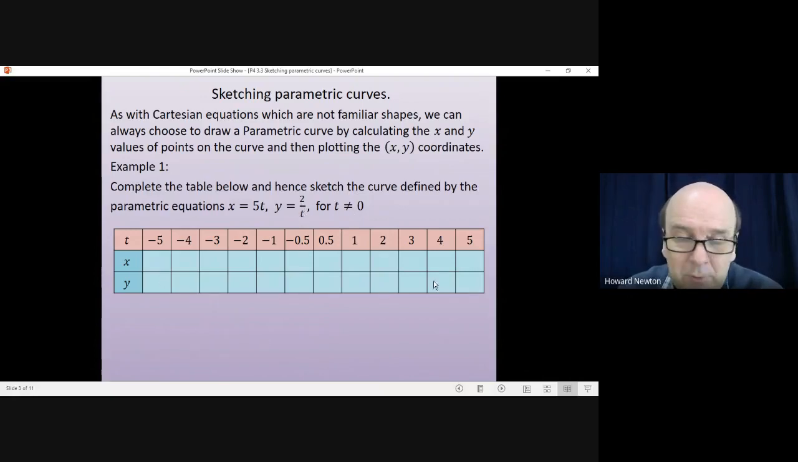So that's a normal table, just like you would have for calculating any graph, except you have to work out the x and y values. So you'll work out the x values from the parametric equation for x, just doing 5 times by whatever t is. You'll work out the y values by using the parametric equation for y, by doing 2 divided by whatever t is. So complete the table, plot the points, and then join them together and see what curve you get. Okay, pause the video, have a go, come back to me when you're ready.